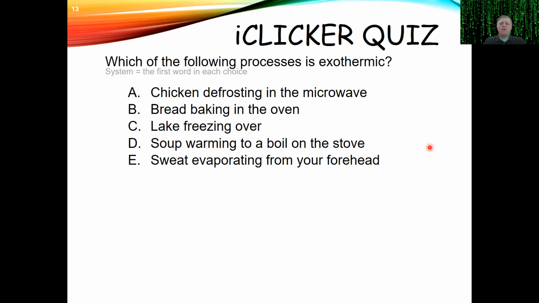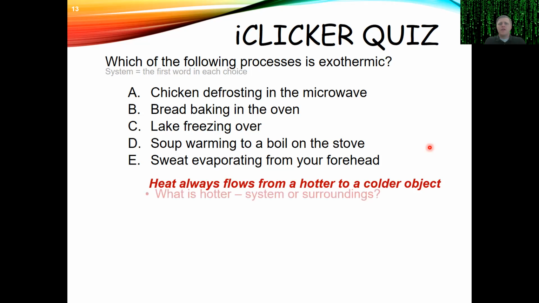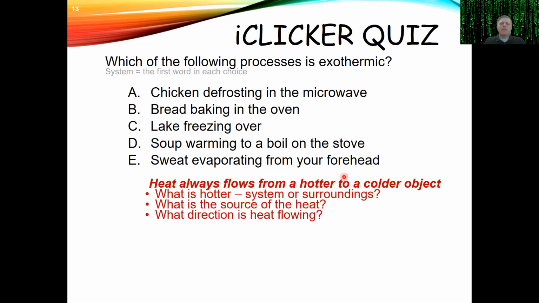All right, well, we know that heat always flows from a hotter to a colder object. So when you're trying to solve a problem like this, you want to figure out which is hotter, the system or the surroundings. What is your source of heat? Is your source of heat the system, or is your source of heat the surroundings? And that'll help you figure out what direction the heat is flowing.